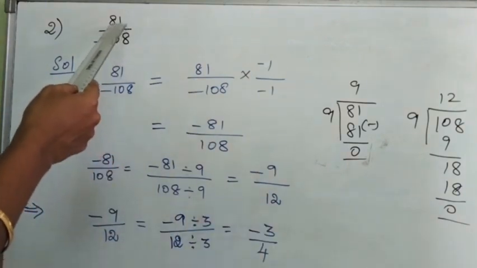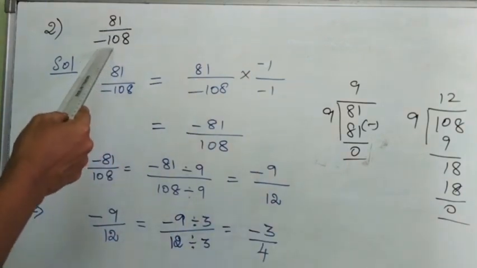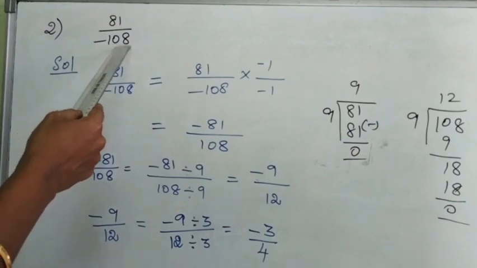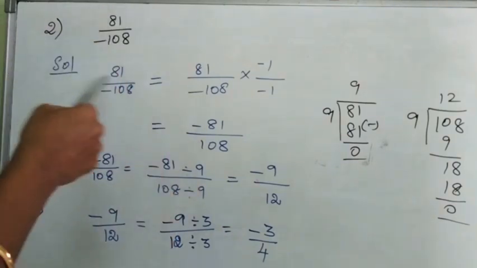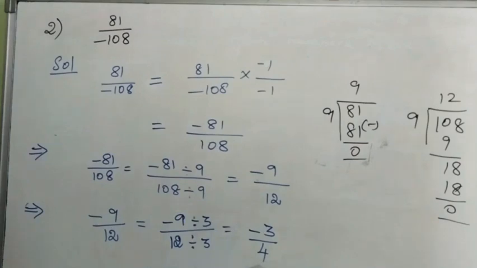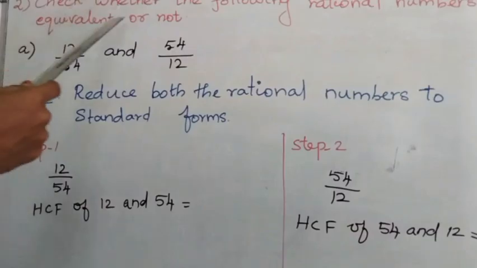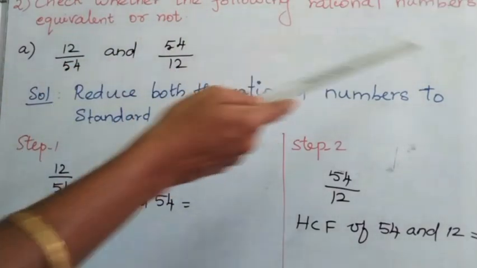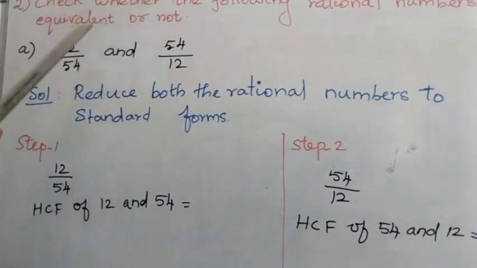What number was given in the question? The rational number 81 divided by minus 108. So how far can this number be reduced? It can be reduced to this, and this is the answer.